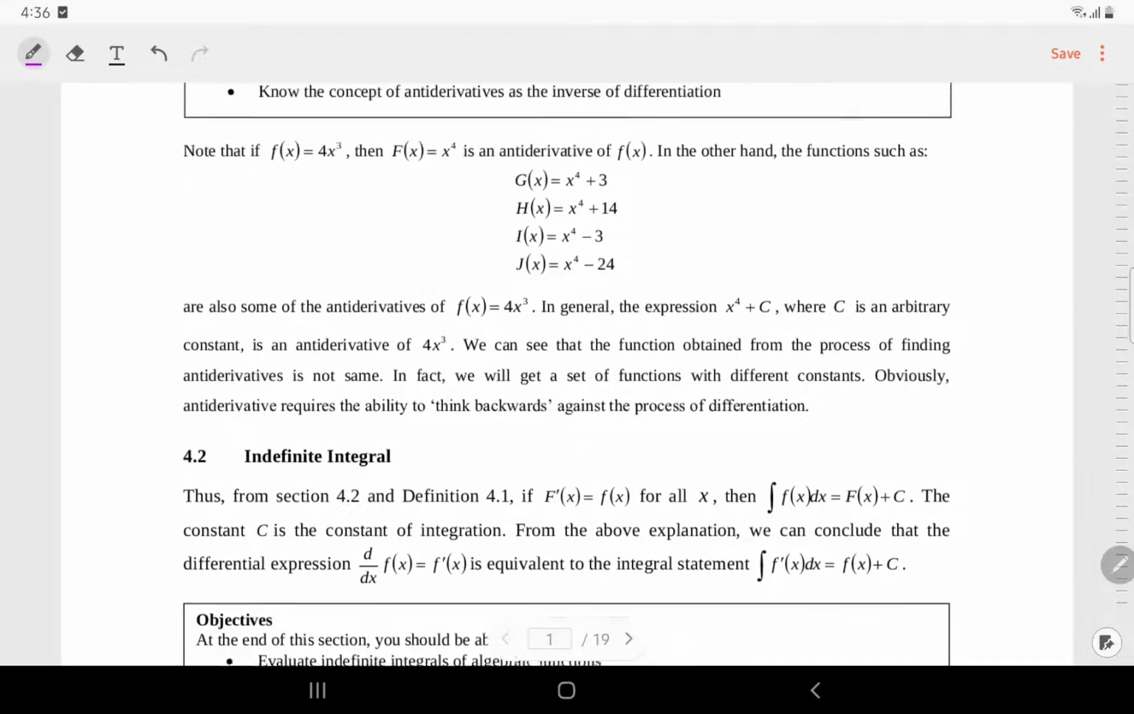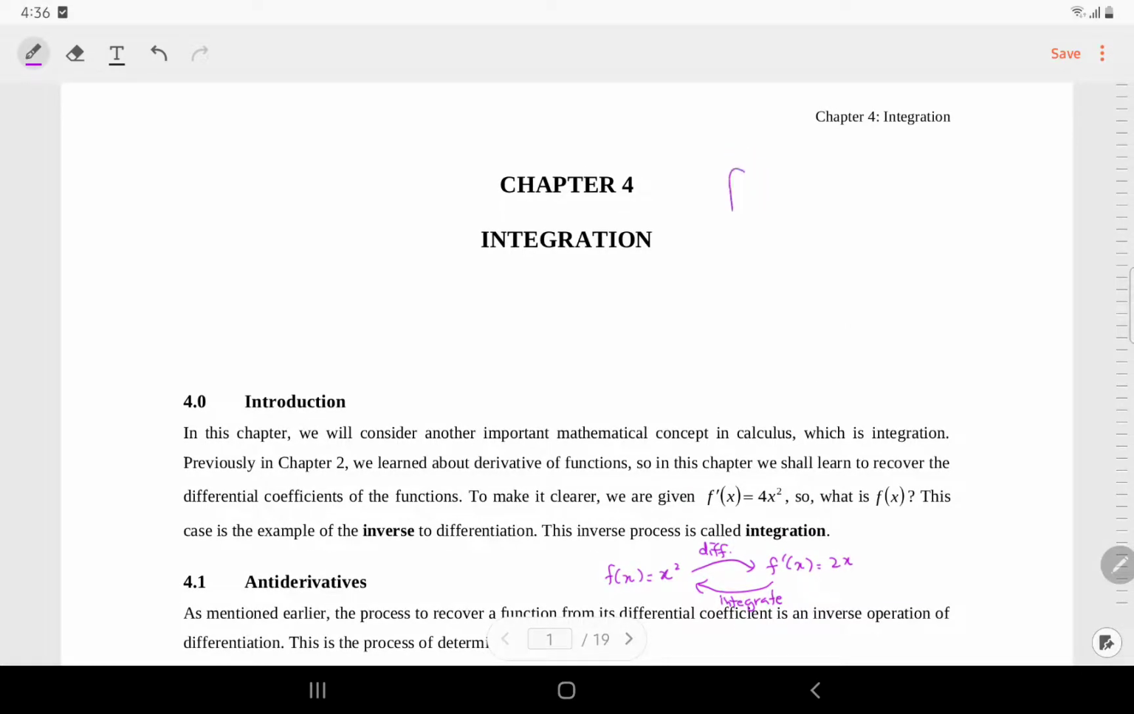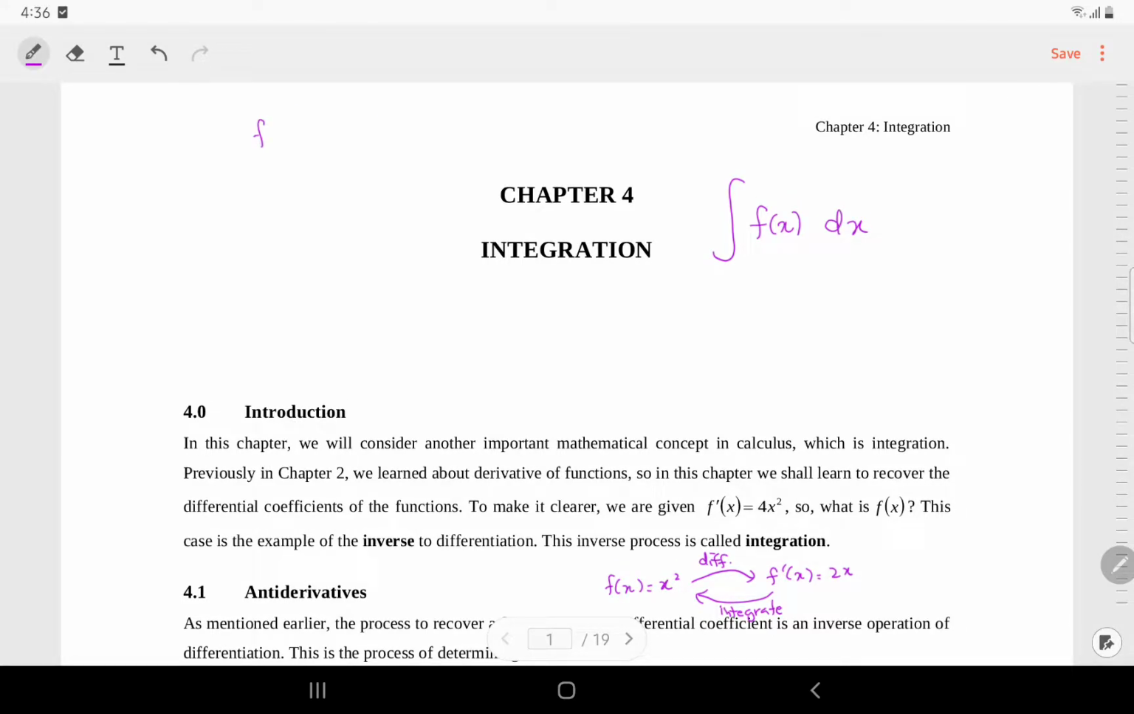Okay, in integration, the symbol of integration is like this. Ada integration lepas tu kita letak function dekat sini, and then kalau kita nak integrate the variable x, kita kena letak dx. That's the notation for integration. So we have two types of integration. The first one is indefinite integral. The second one is definite integral.